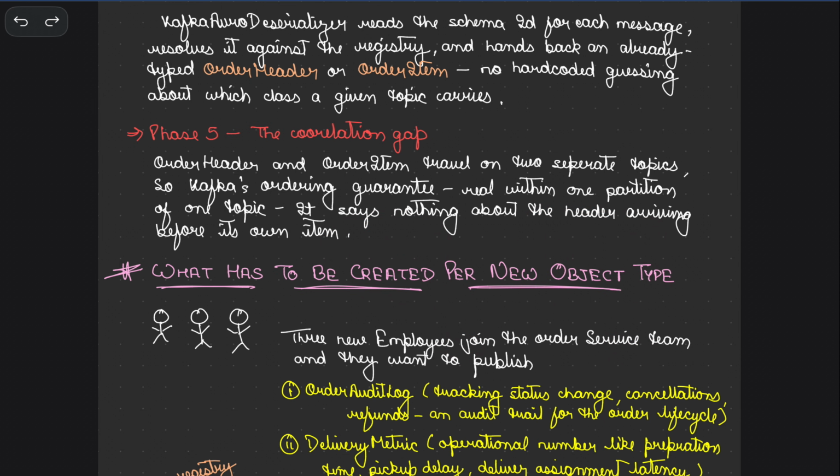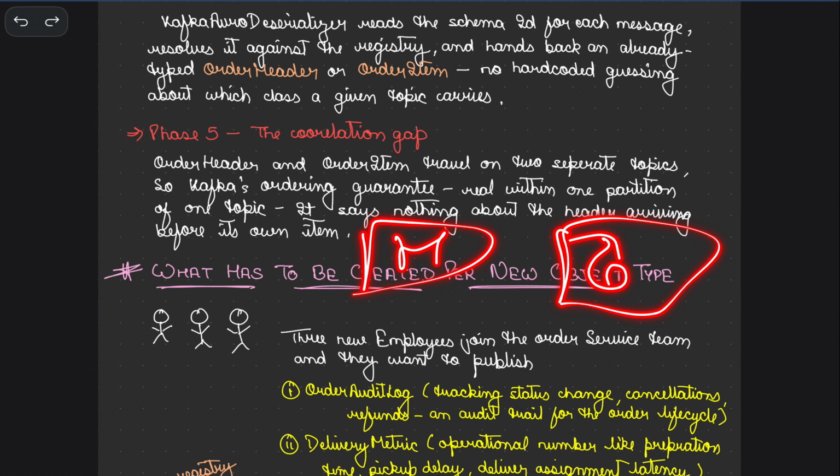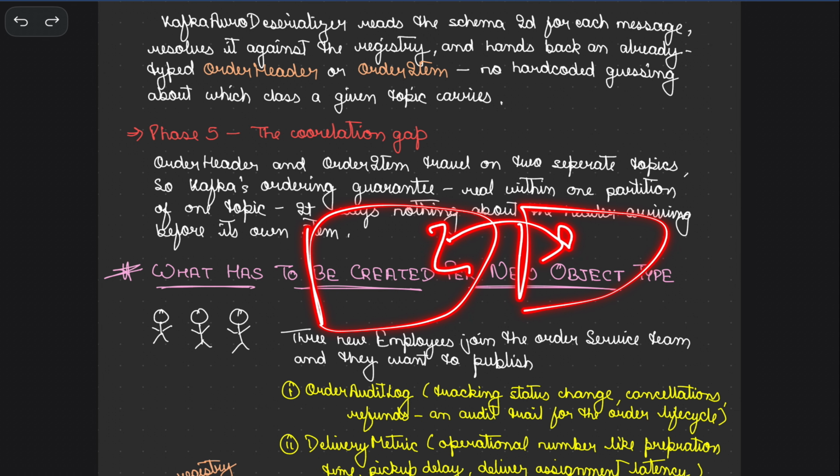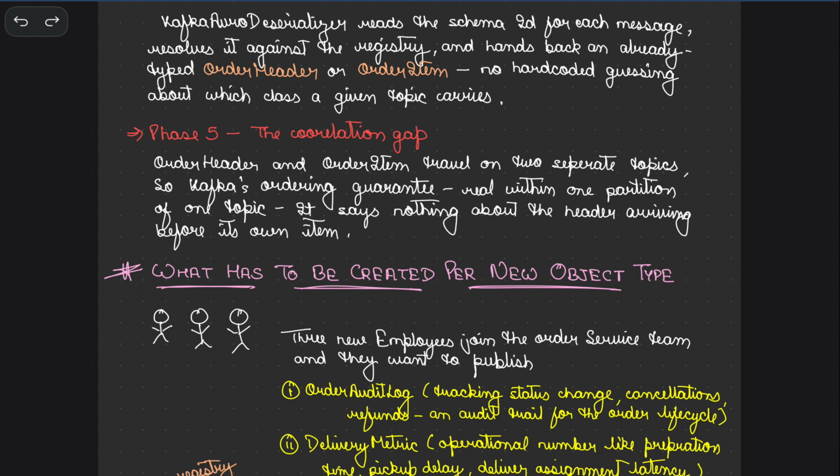No, it's not the case. That is the guarantee Kafka gives inside a partition, and the ordering guarantee is also given by Kafka inside that partition. But across partitions, who will reach first depends entirely on the network. So that has nothing to do with Kafka. That is the correlation gap.